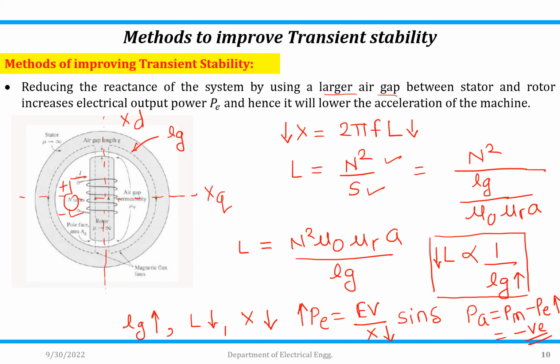So therefore, here you are reducing the reactance of the system. How? By using a larger air gap between stator and the rotor. The air gap is denoted by Lg. What it will do is increase the electrical output power PE. Here you have seen electrical output power PE is increased, and therefore it will lower the acceleration of the machine.